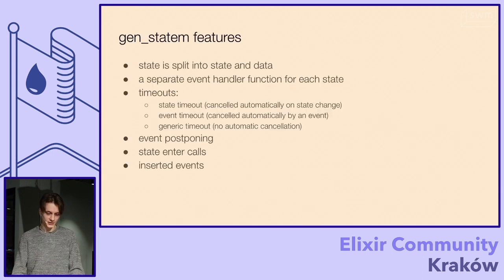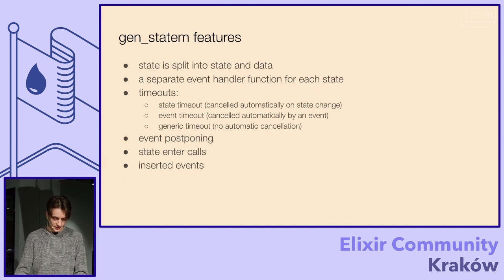Now, what are the features of generic state machine that make it stand out? Firstly, state is split into state and data. Moreover, you can have a separate event handler function for each state. These two features make you focus on the state itself, the type of a state, and you can make your code more readable and organized.